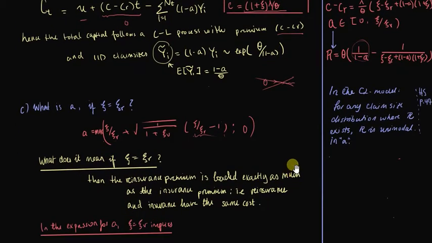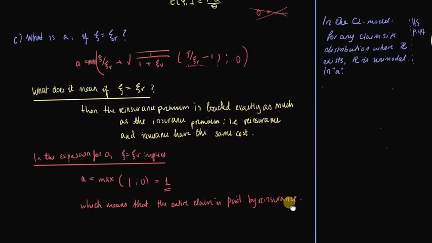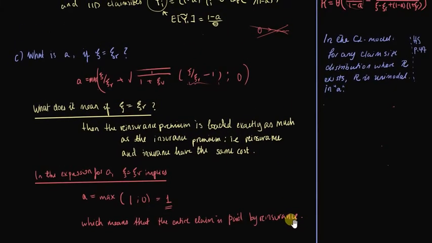So yeah, in proportional reinsurance, if you want to minimize the ruin probability and the reinsurance and the insurance premium cost the same, then you just minimize the ruin probability by reinsuring everything and not earning any money.